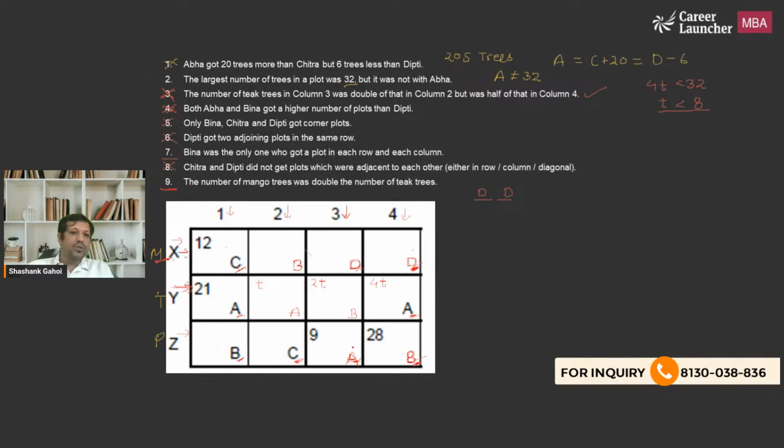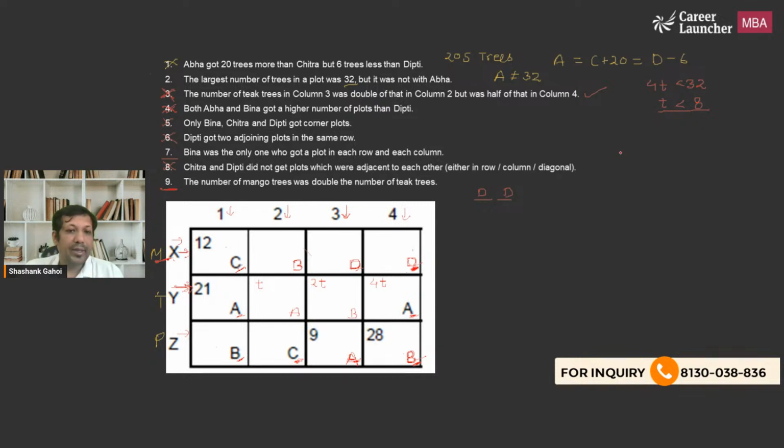Okay. So till now, I have got the complete arrangement of people according to plot. What I need to fill right now is the number of trees in each plot. Okay, we'll come to that. We'll understand how we are going to solve it. Now, basically, there is a statement that the number of trees in each plot should be a multiple of 3 or 4.